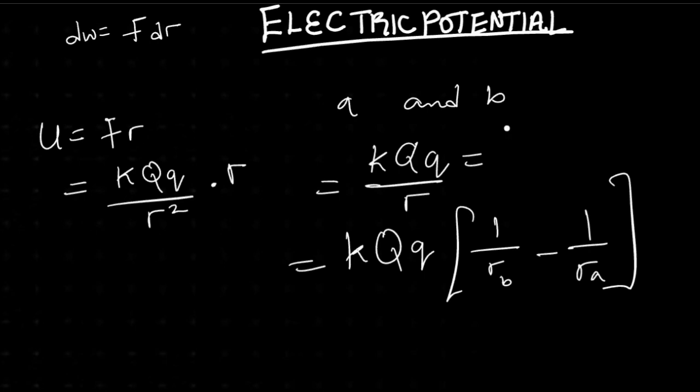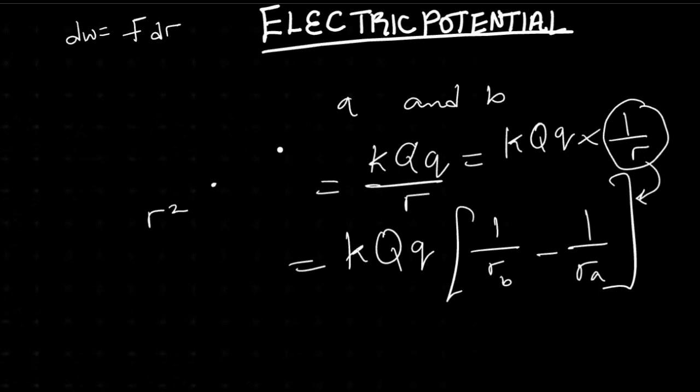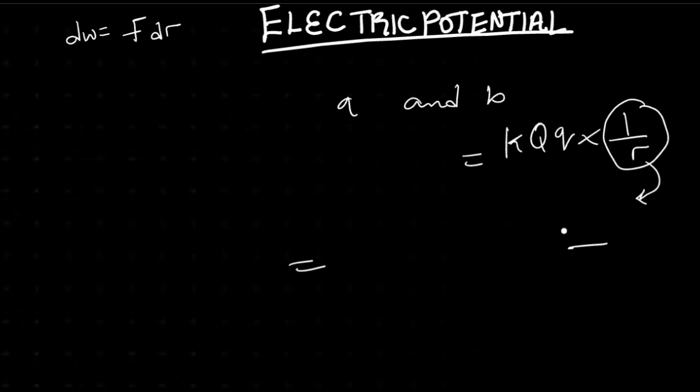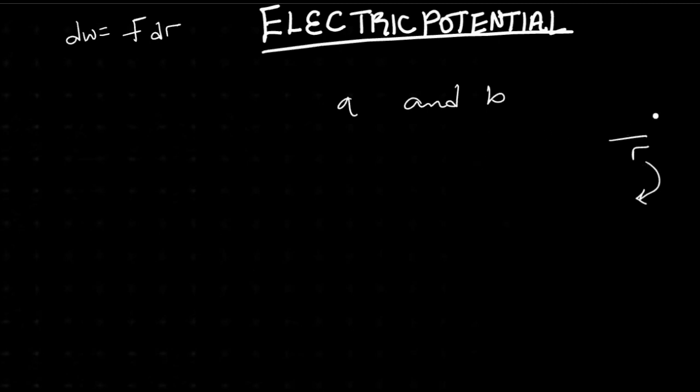It is so simple, is it not? Yes, because from here you have KQQ. This 1 over r can be factored out as 1 over r. So if there are 2 r's, you now subtract r1 minus r2. So if that is true, we can now go to the next section where we talk about electrical potential.